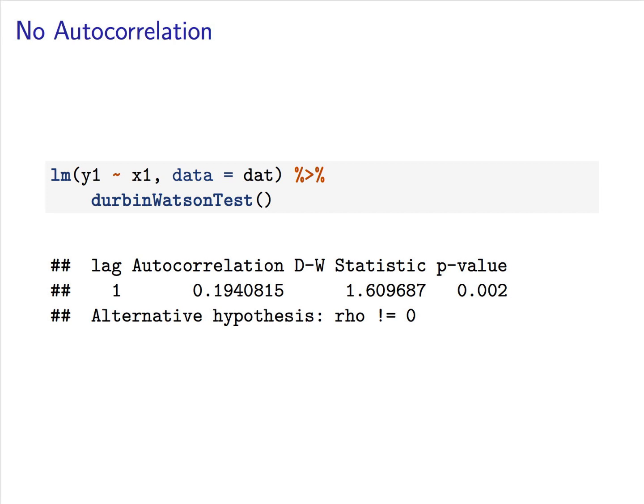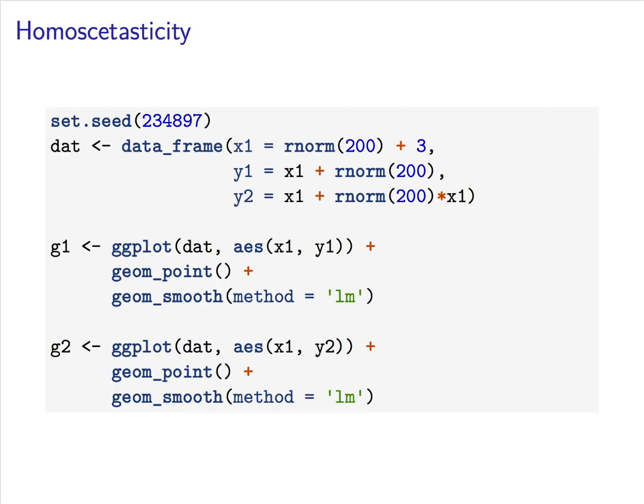We won't go into how to fix and appropriately model a data set like this, but there are some good resources on the web. If you Google linear regression with autoregressive errors in R, there's lots of great examples of how to do that and discussion on that. So the last assumption we make is that the error terms are homoscedastic.